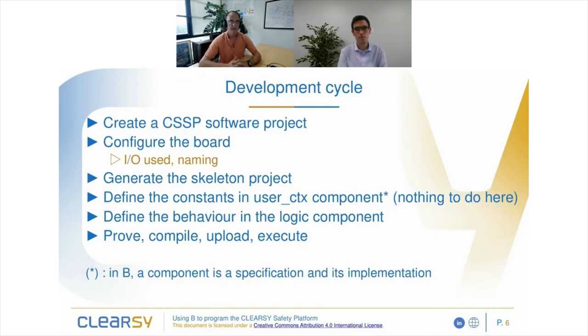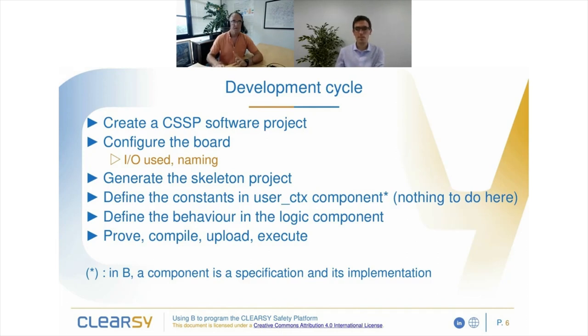So the development cycle is, again, straightforward. You create a CSSP software project, you configure the board, so you need to define which inputs and outputs are used and to provide them a naming. From this naming, the skeleton project is generated with the naming corresponding to the variables that are used in your model. You define the constants of your project, and you define the behavior in the logic component. So we'll see later on a concrete example: prove, compile, upload, and execute.